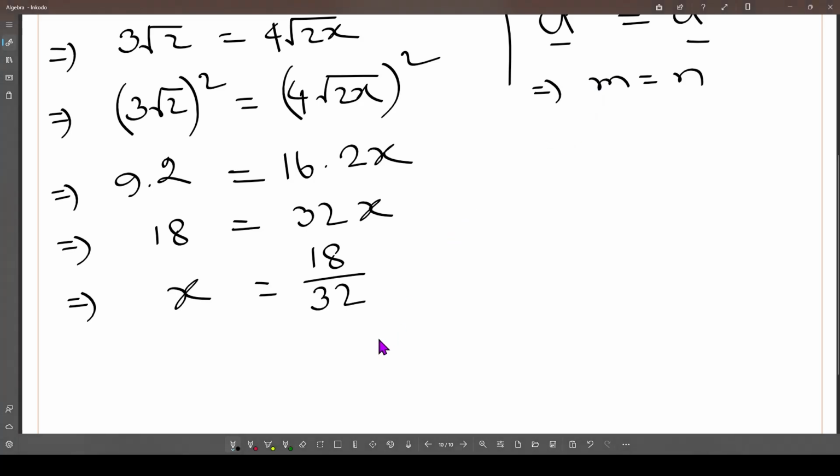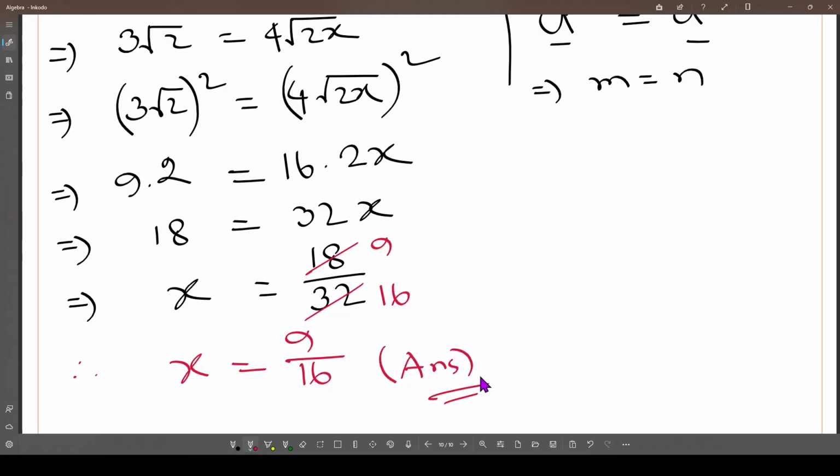Now what can we do? We can divide denominator and numerator by 2. So 18 divided by 2 is 9 and 32 divided by 2 is 16. So our answer is x equals 9 divided by 16. This is our answer. So first question answer done.